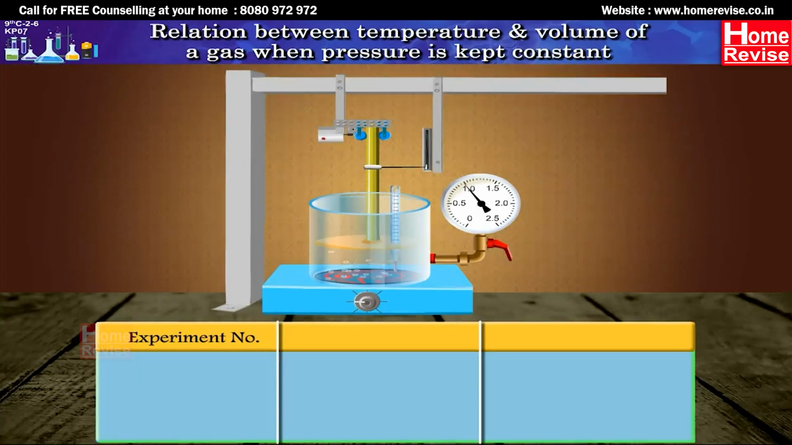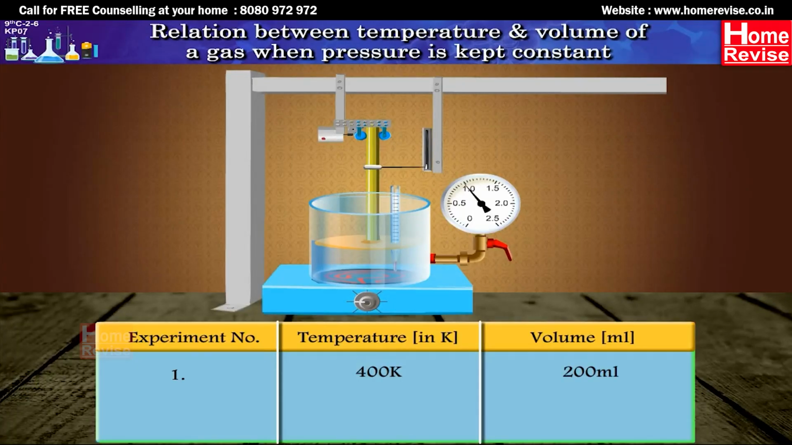Experiment numbers, temperature in Kelvin and volume in milliliters. Experiment number 1, temperature is 400 Kelvin, volume is 200 milliliter. Experiment number 2, temperature 600 Kelvin, volume 300 milliliter. Experiment 3, temperature 200 Kelvin, volume 100 milliliter.